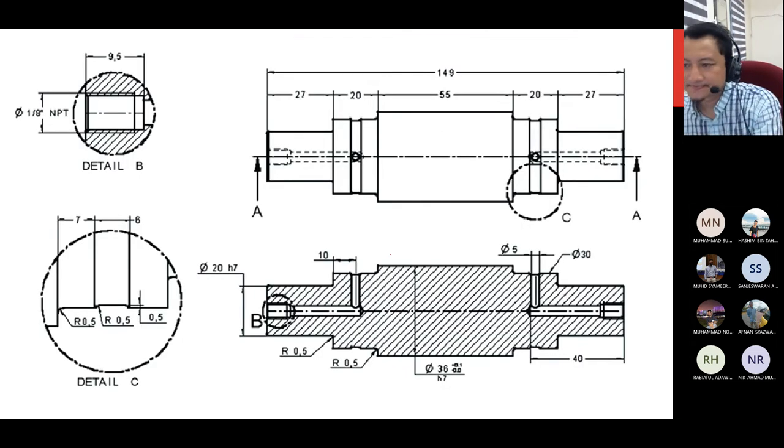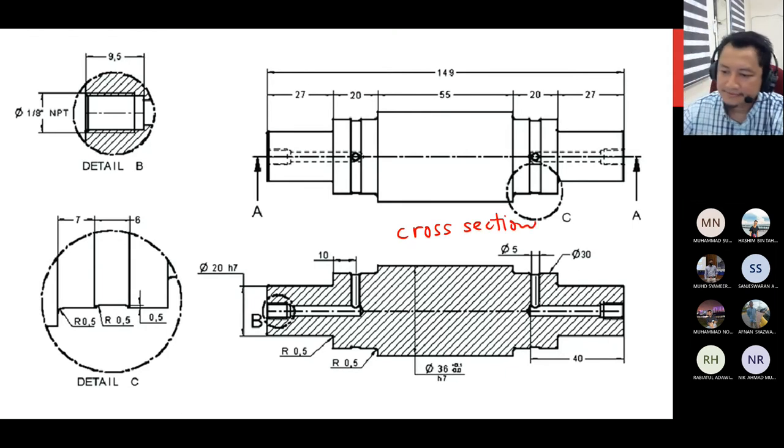Okay, next. Some more. Ini ada cross section pula eh. Cross section. Berapa depth dia eh. Oh, dia tebuk dalam ni.